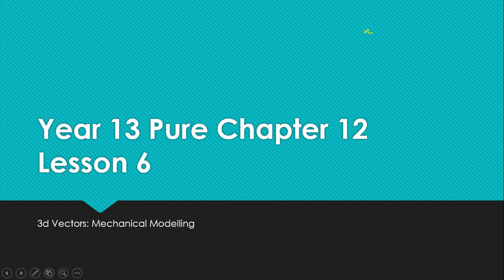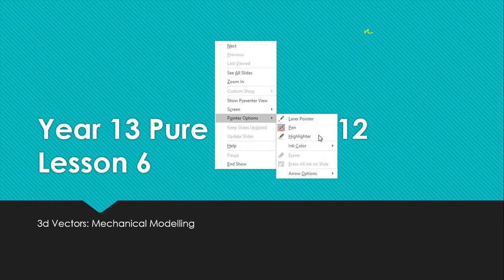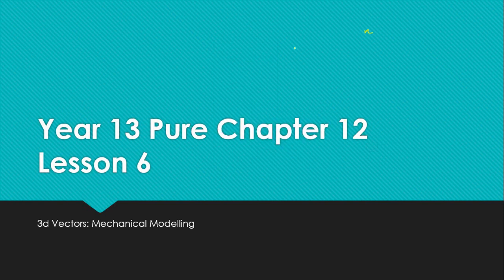Alright, this is chapter 12, lesson 6, and today we're looking at mechanical modelling with vectors. This is not too bad, but you need to be pretty decent with your mechanics, as well as obviously pretty decent with 3D vectors. But this is the last lesson of chapter 12, which is also the last lesson of the Year 2 book. So let's get cracking with it.